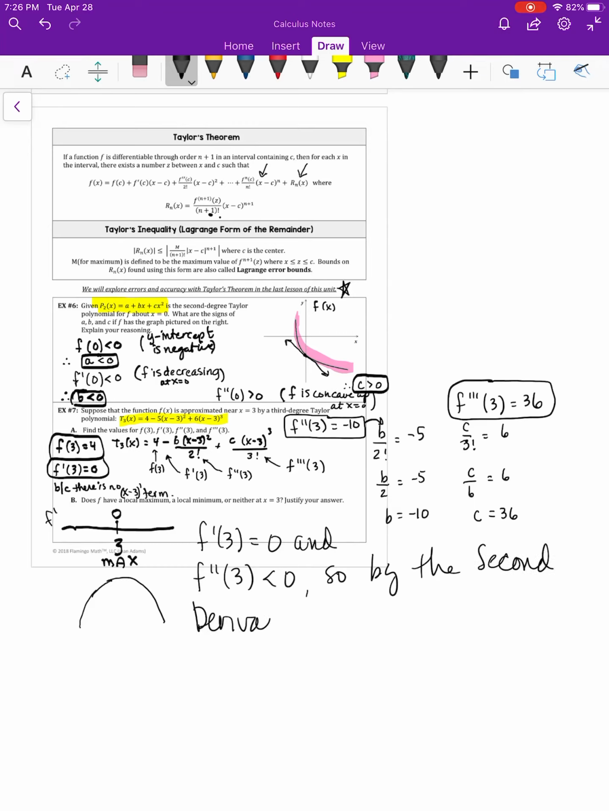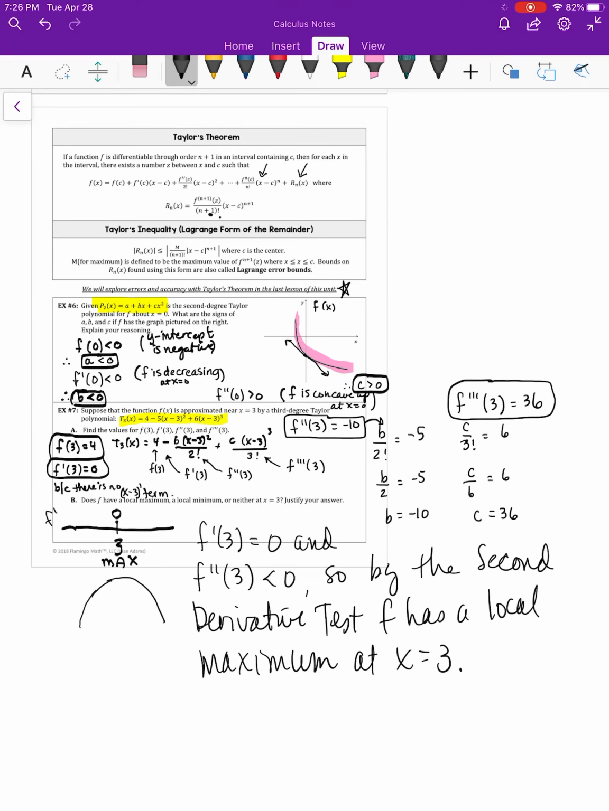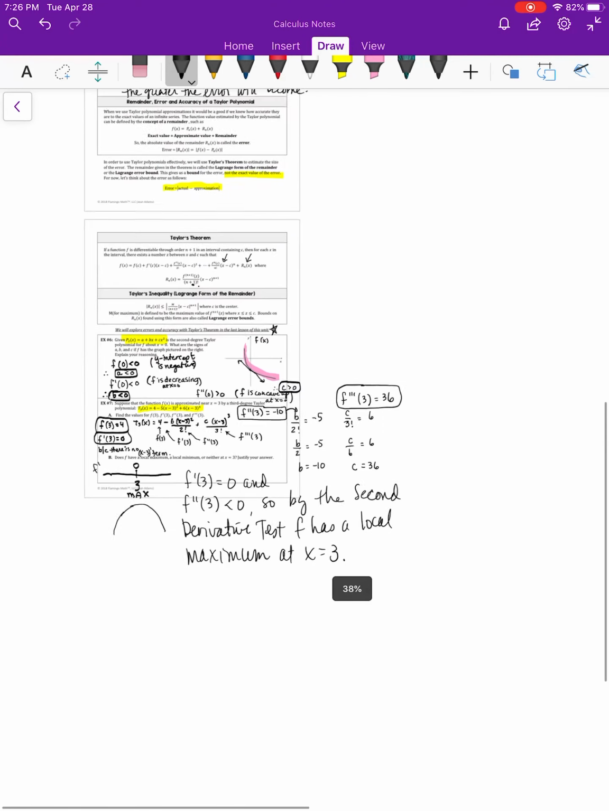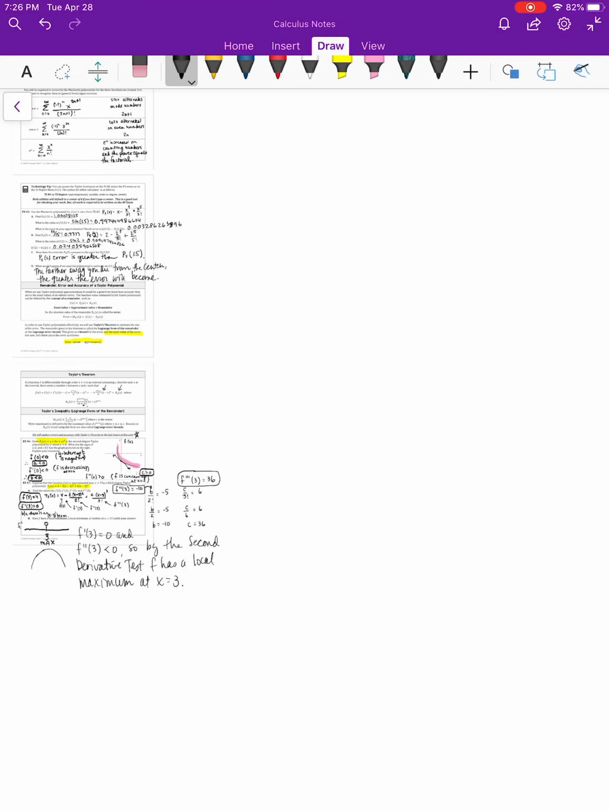So by the second derivative test, f has a local maximum at x equals 3. Okay, and I think we are done.